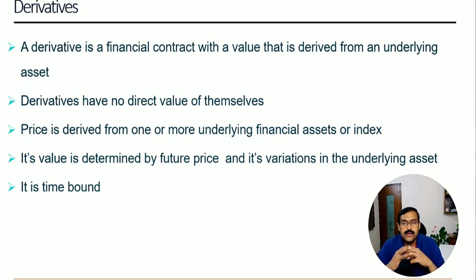For example, when we take a call or a put option of SBI, the prices of these call or put options are derived from the SBI stock. When we take Nifty as an index which contains 50 stocks, the call and put option prices of Nifty are derived from the Nifty, which has 50 stocks. The price of the derivative is determined by the future price and its variation in the underlying asset.